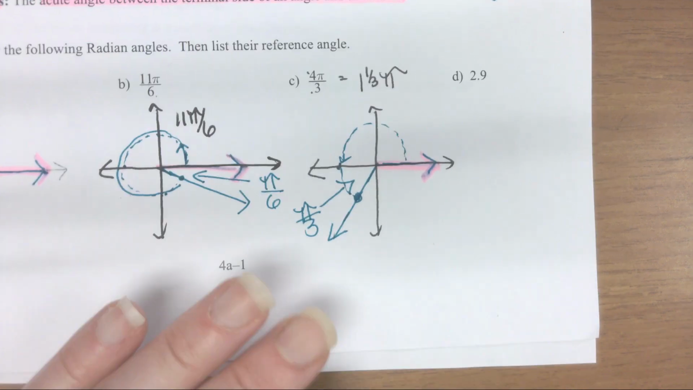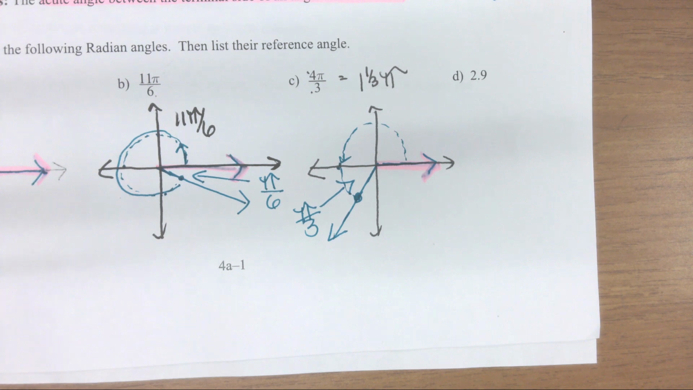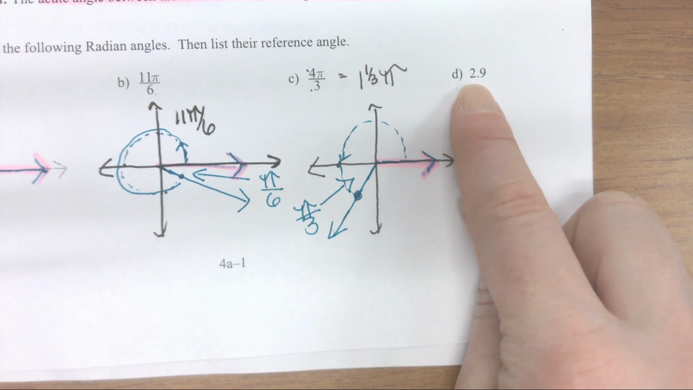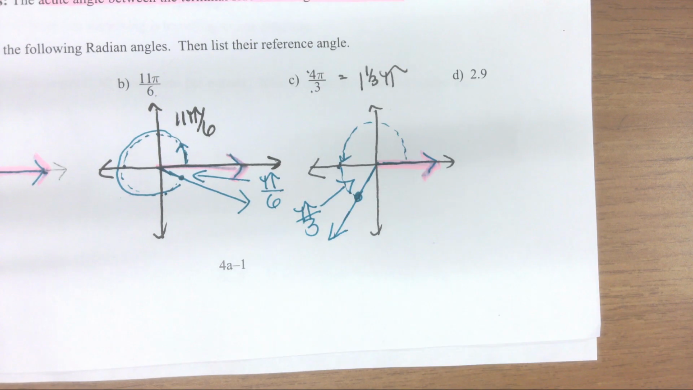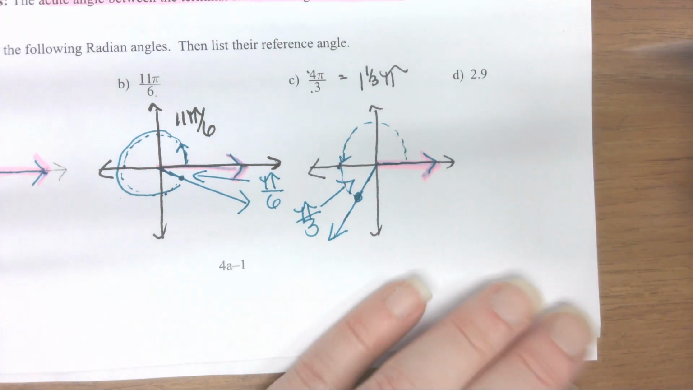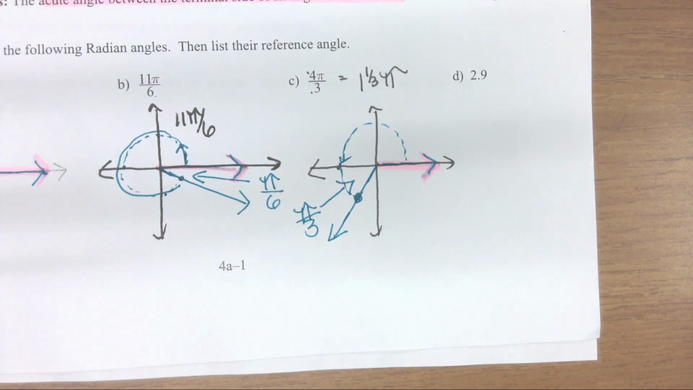2.9. Okay, this is where you have to think about what pi is about, and most of you learned that it's 3.14. So is 2.9 going to be in quadrant 2 or 3 then? 3. Is it just before pi or just after pi? Before, so that would be in quadrant 2.